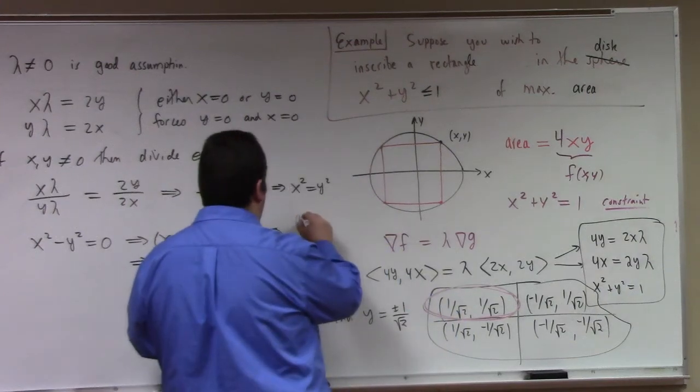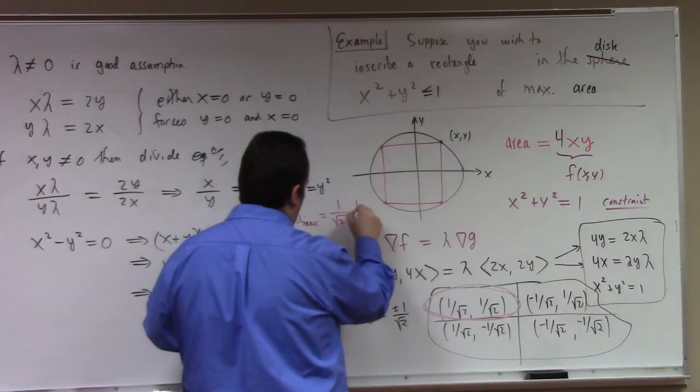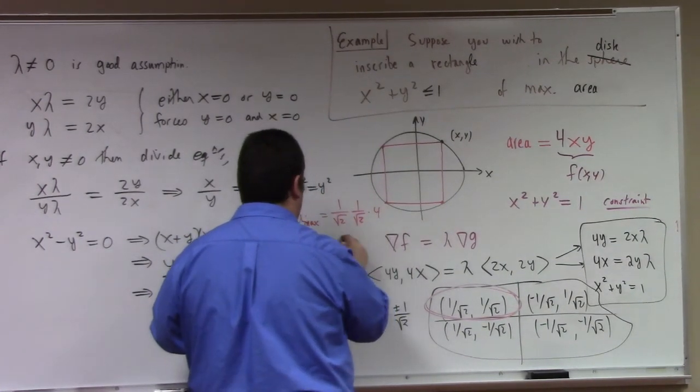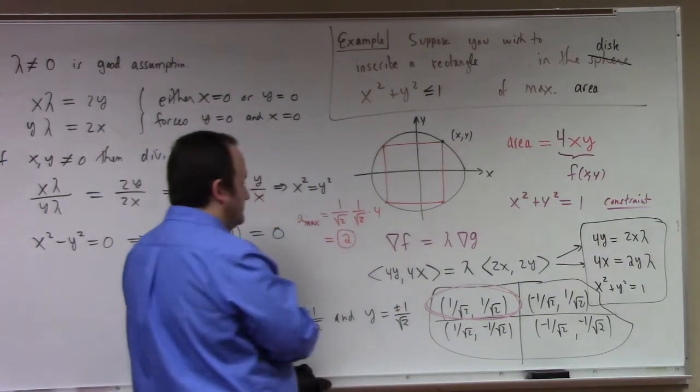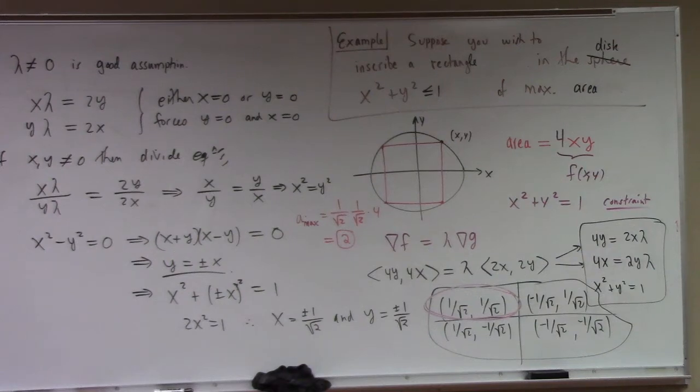So the A max is what? 1 over root 2 times 1 over root 2 times 4, so we got 2. What are the dimensions of that rectangle? It's 2 over root 2 by 2 over root 2, because twice x and twice y are actually the length and the width. Any questions?